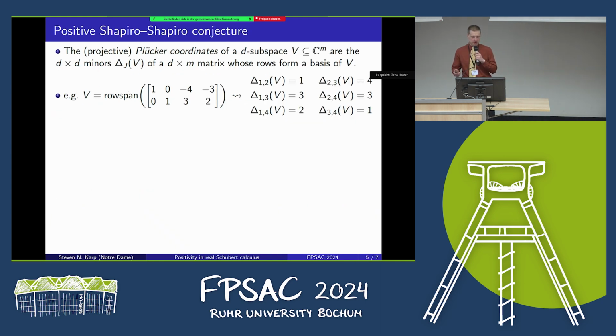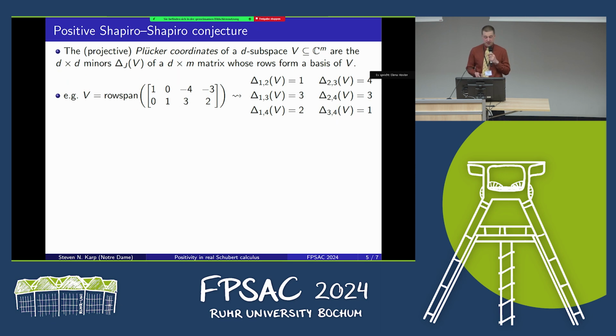So to start with, I'll tell you about yet another conjecture which implies this case of the secant conjecture. To tell you about this conjecture, I need to define Pluecker coordinates. These are the same Pluecker coordinates we saw in a previous talk. So what we do is we take our d-dimensional subspace V of C^m, and we take a d by m matrix whose rows form a basis for V.